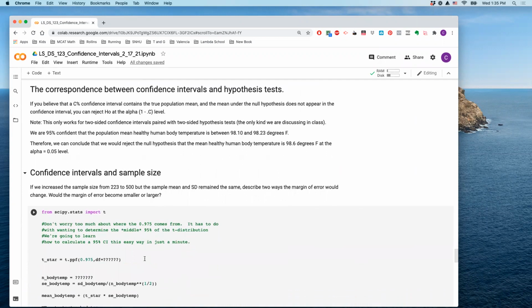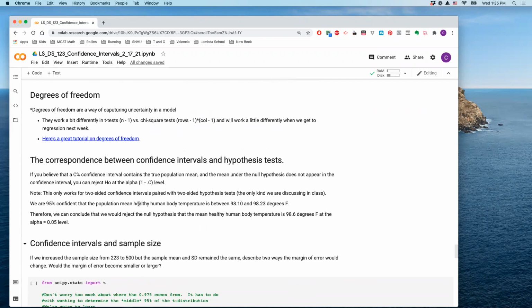Okay, so first thing real quick is degrees of freedom. Again, I said degrees of freedom is a way of capturing uncertainty in the model. They work a little bit differently in the two things we've talked about, t-tests and chi-square tests, and a little bit differently next week in regression. I personally don't think it's super important to know exactly what degrees of freedom are in every case, beyond the notion that they capture uncertainty in the model. But this is a link to a good article if you want to look in more detail, mathematically, at what degrees of freedom are.